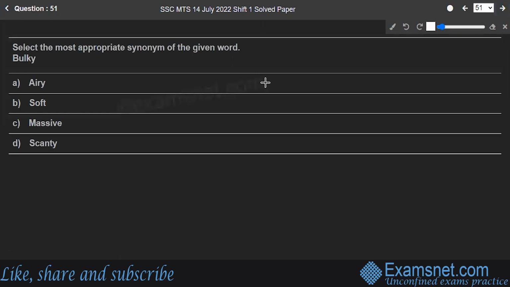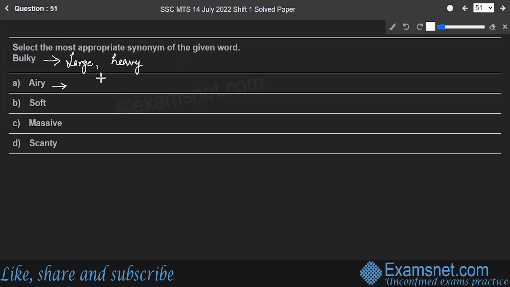Let's move forward. Now we are going to have some good English questions, right? The very first one, question number 51. Select the most appropriate synonym of the word bulky. Options are airy, soft, massive, scanty. So to answer the question, we need to know the meaning of all the words. Let's discuss them one by one. The given word is bulky. Bulky means something which is large, heavy, or taking up very huge space, right? For example, early mobile phones were very bulky and expensive.